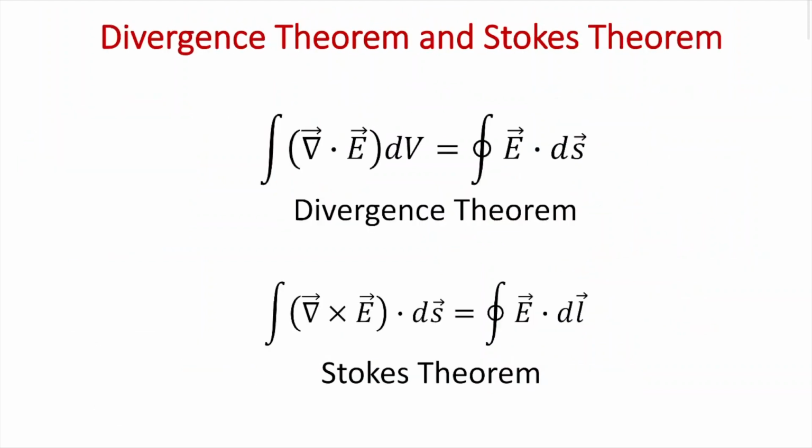So in this video we have seen the divergence theorem, and then we also saw Stokes' theorem. To remember it, we can see that the divergence theorem goes from the volume, which is in 3D, to the surface ds, which is in 2D. Stokes' theorem goes from 2D, a surface area, to 1D, which is dl.